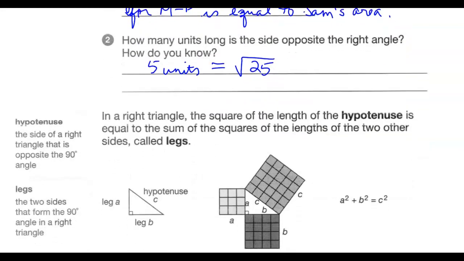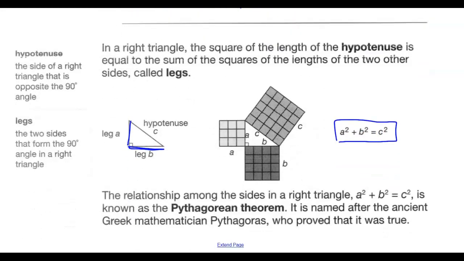Okay, so here's the diagram again, basically. So in a right triangle, the square of the length of the hypotenuse is equal to the sum of the squares of the lengths of the other two sides, which we call the legs. So these that form the 90 degrees are the legs. They keep the triangle what it's supposed to be, just like we stand on our legs. And so they are related by this formula, which you learned already in junior high, a squared plus b squared equals c squared. And that's the Pythagorean theorem. It was named after the ancient Greek mathematician Pythagoras, who proved it was true.